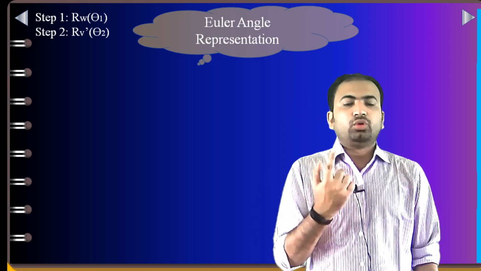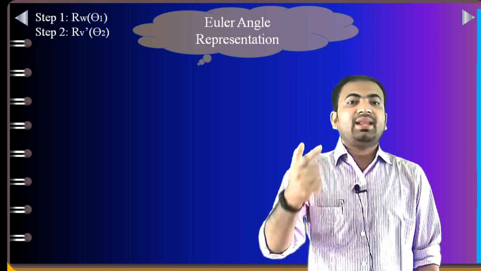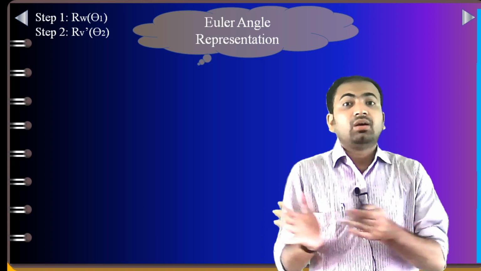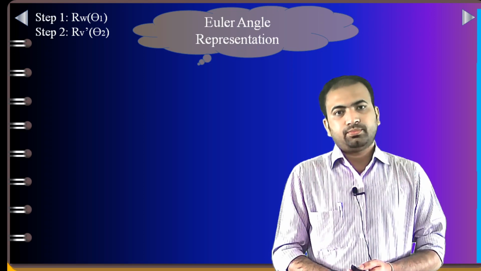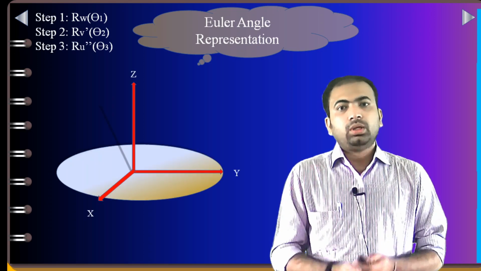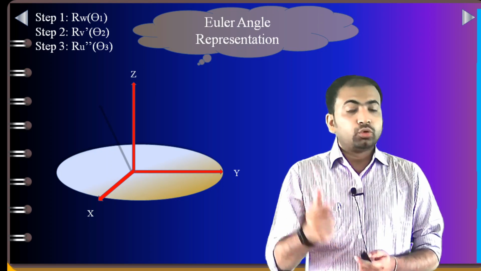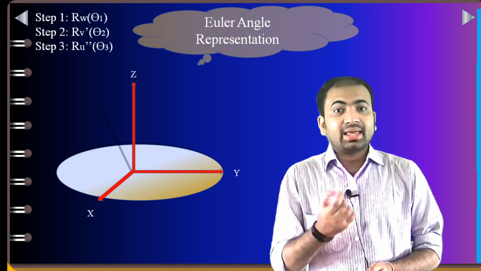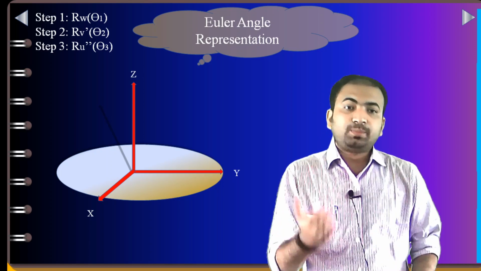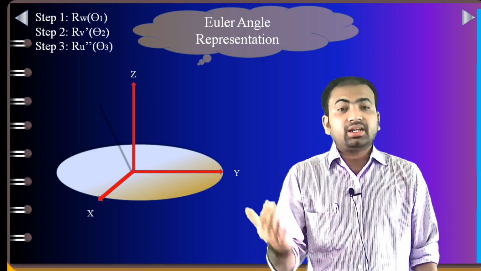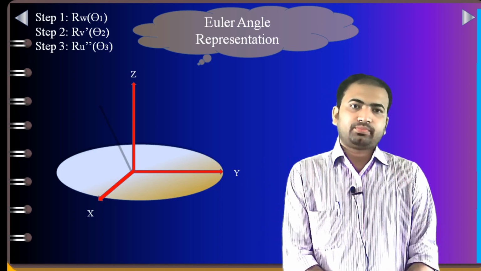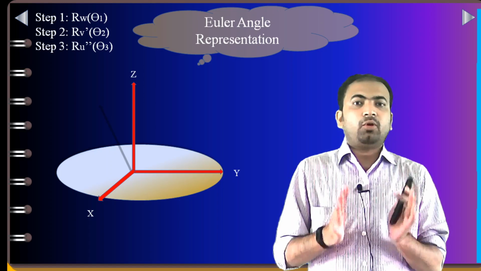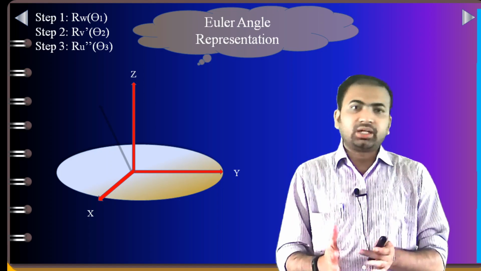Then you have to rotate the new frame by an angle theta 2 with respect to its new v dash axis. And in step 3, we have to rotate the newly constructed frame by an angle theta 3 with respect to its newly constructed u axis. So these three steps we are going to follow in the case of Euler angle representation.